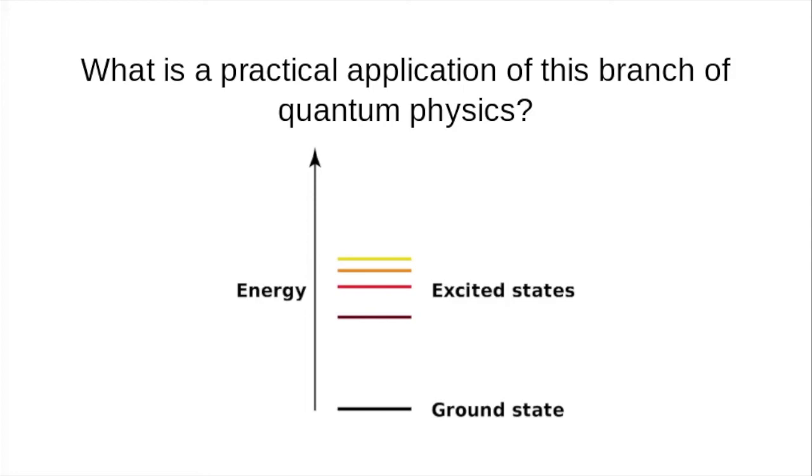What is a practical application of this branch of quantum physics? The practical applications of the Heisenberg uncertainty principle include being applied to the position and momentum of a particle as specified in the Heisenberg uncertainty equation. Another application of the Heisenberg uncertainty principle is to use it to estimate the ground state energy of a hydrogen atom. There are also many other applications of the Heisenberg uncertainty principle that I have not mentioned.